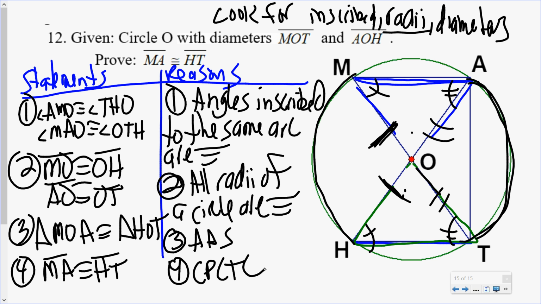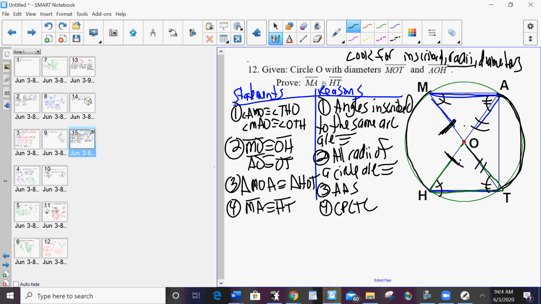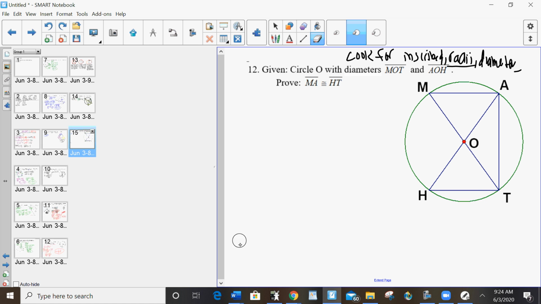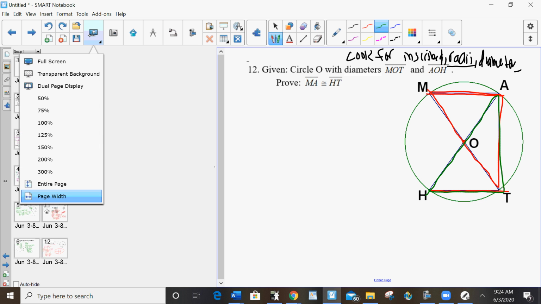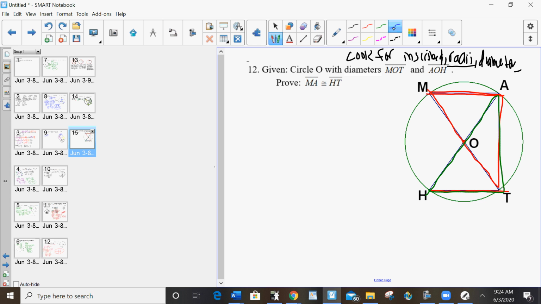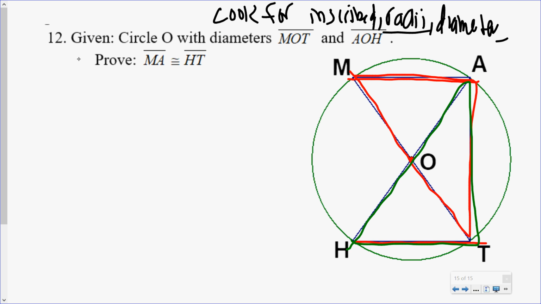You know, I'm going to show you the other way. I'm not going to write the whole thing out, though. I'll just kind of mark it up. I think this way was the easiest, but I want you to understand that you have options. So, again, it wanted me to prove MA and HT. Well, I could prove MA is in this triangle, and HT is in this triangle. So if I prove these triangles are congruent, then I also can prove MA and HT, CPCTC.